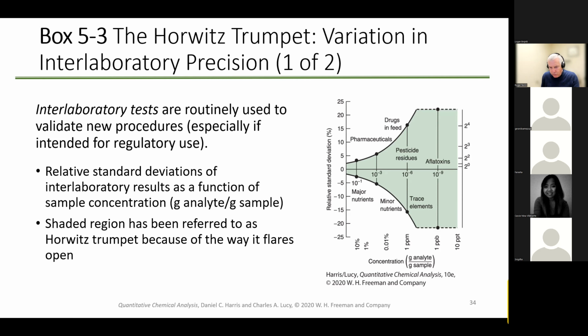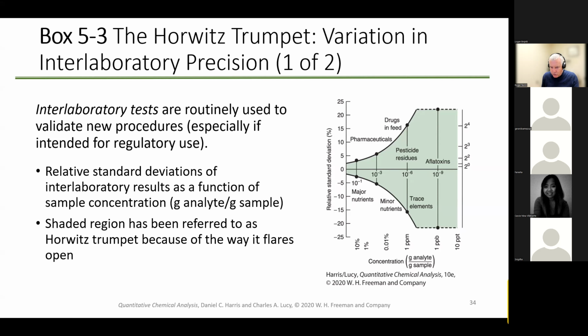For things in food, say for major nutrients like proteins, fats, and carbohydrates, they may be up to 10% of a given foodstuff, right? In that case, the interlaboratory precision might be plus or minus 5%, right?